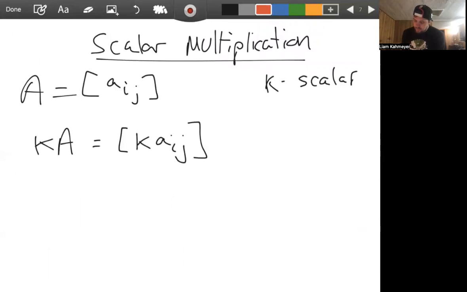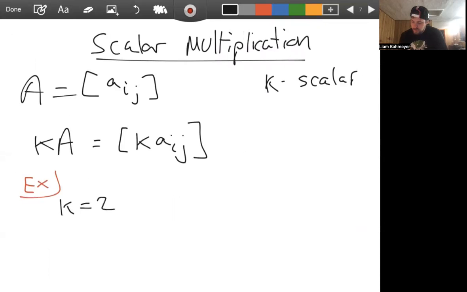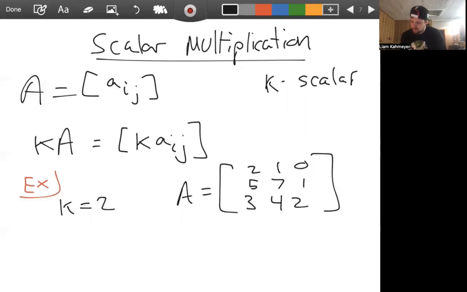So let's look at an example of this here. What we could do is, let's just say K equals 2, and then we can use A, we'll make it a 3 by 3 matrix: 2, 1, 0, 5, 7, 1, 3, 4, 2. Well, then what is KA? In this case, it's 2A, right? And so what is the matrix 2A?